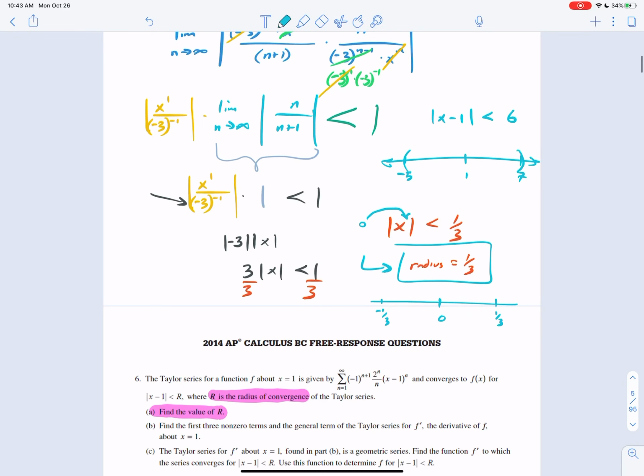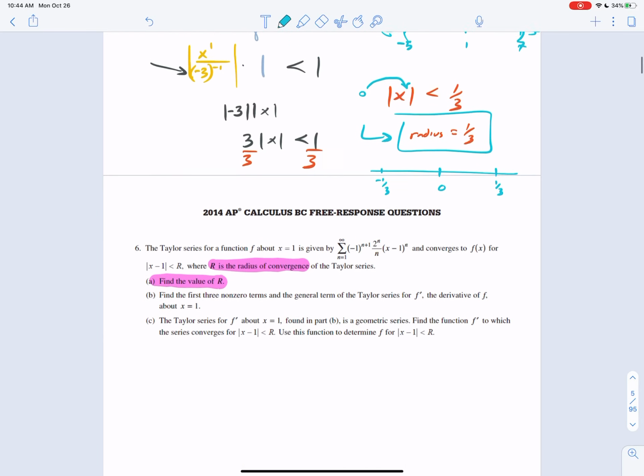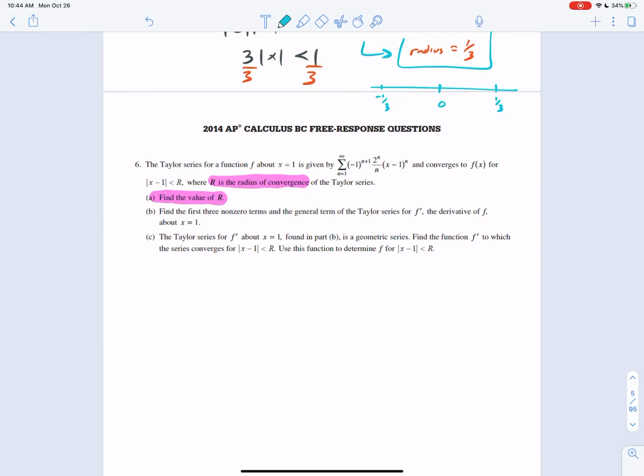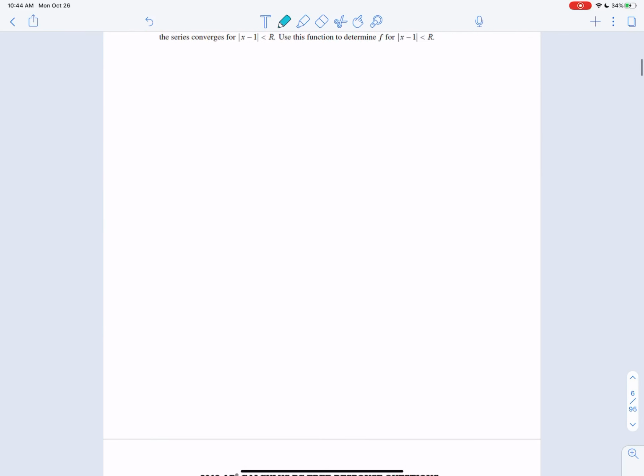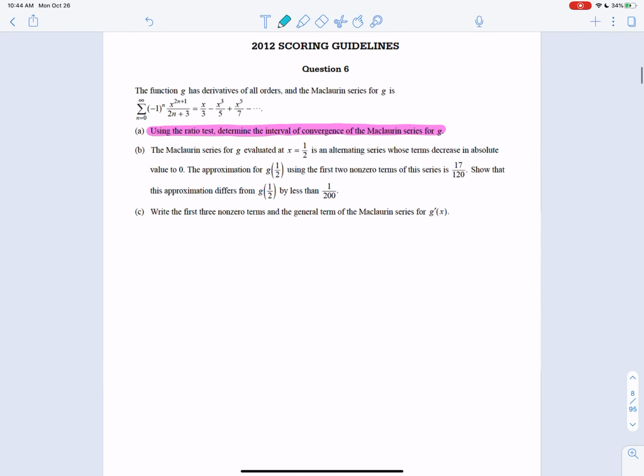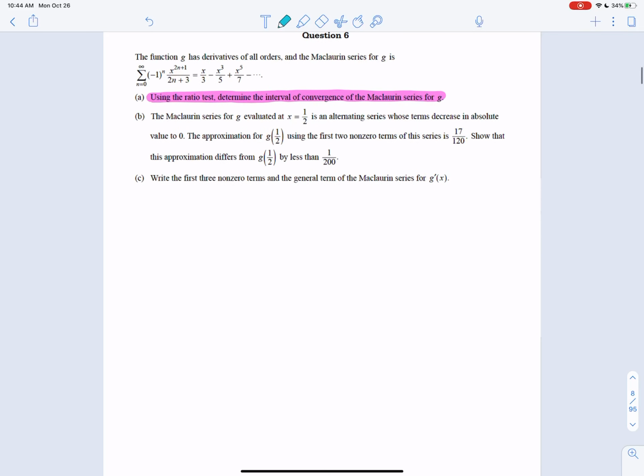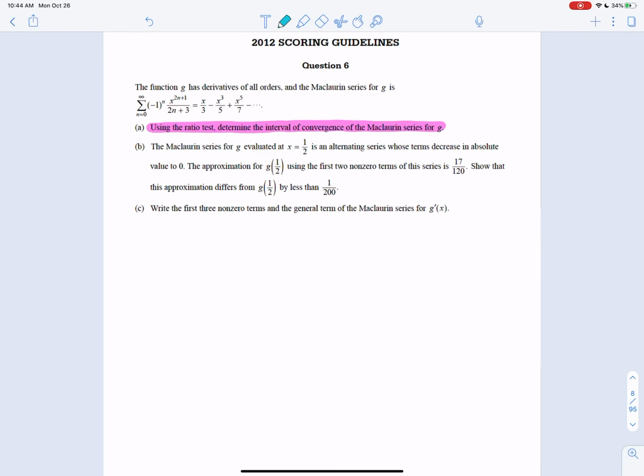All right? And that's it. 2014 I'll leave for you guys to do, because it's very similar. But I want to do one more for you guys. Right here. Okay. So this is pretty much where you have to do the whole thing. All right? Use the ratio test to determine the interval of convergence, not the radius. So we're going to have to do the whole process.